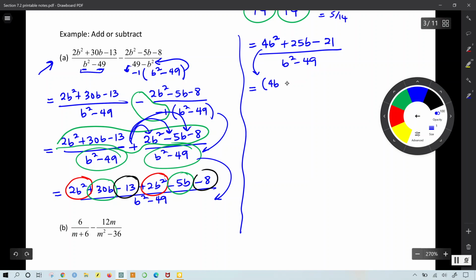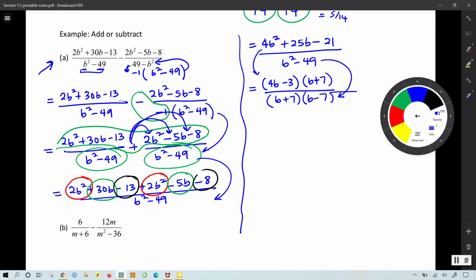Well, if we factor this further, we should have 4b minus 3 and then b plus 7, divided by b plus 7 and then b minus 7, since this is the difference of two squares. And then we look for common terms. You have b plus 7, b plus 7 cancels out, and so the final answer is 4b minus 3 divided by b minus 7.